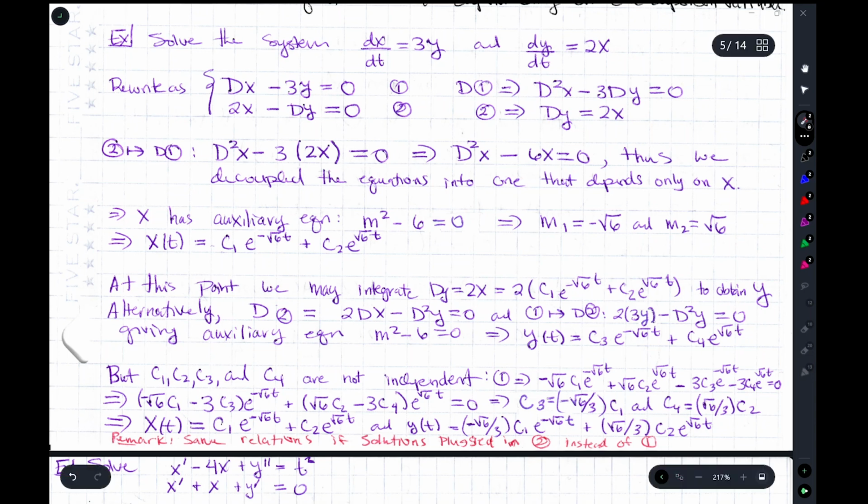Now, someone might say, well, what if I took y, okay, the solution for y, which we found here, took its derivative and plugged it into 2 instead? Well, you'll get the same constraints, okay? The algebra might be slightly different, but you're going to arrive at the same exact constraints. So it actually doesn't matter, okay? And now we're sure that our solutions respect these 2 equations simultaneously.